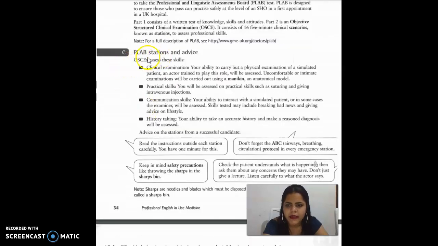C. Plan, stations, and advice. OSCEs assess these skills. Clinical examination: your ability to carry out a physical examination of a simulated patient, an actor trained to play this role, will be assessed.